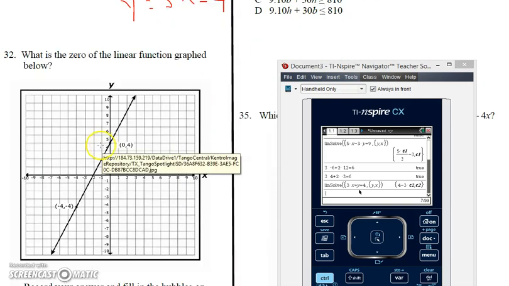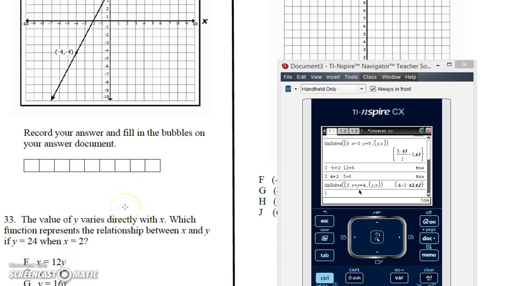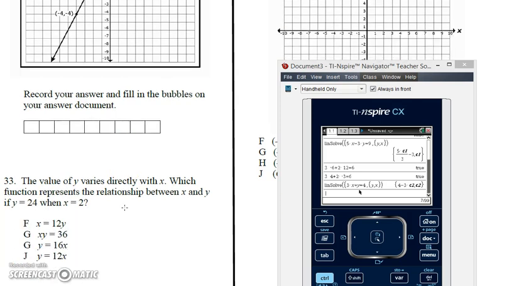Okay, number 32, the keyword is the 0. And what is the 0 of the line? 0 means when it crosses the x-intercept, so in this case, it's at negative 2. Make sure you bubble the negative in the 2.